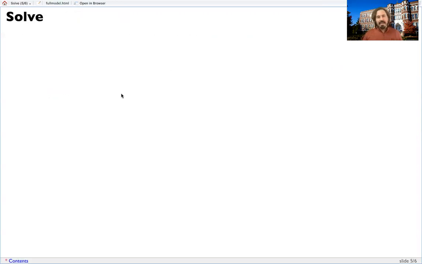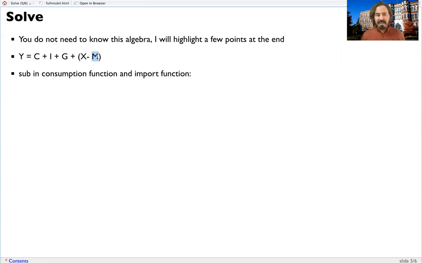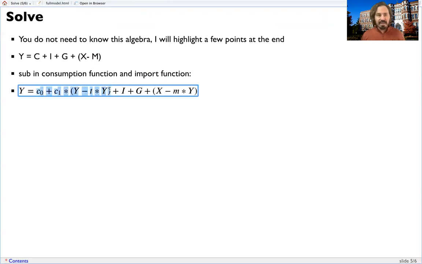Okay. So now we could plug this into the entire model. Again, you don't need to know this algebra. I'm going to highlight a few points at the end, right? So if we have our Y equals C plus I plus G plus exports minus imports, we can sub our consumption function in for the C there. We can substitute our import function in for the M here. So the consumption function that I gave you before is right here, and the import function that I gave you on the previous slide is right there. So we just sub those in.